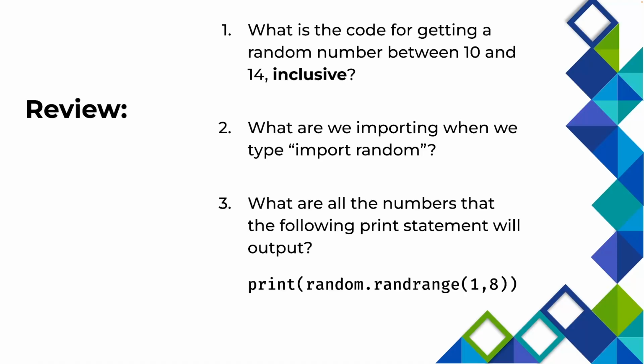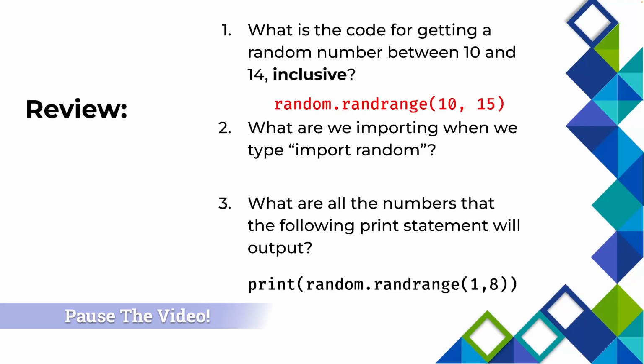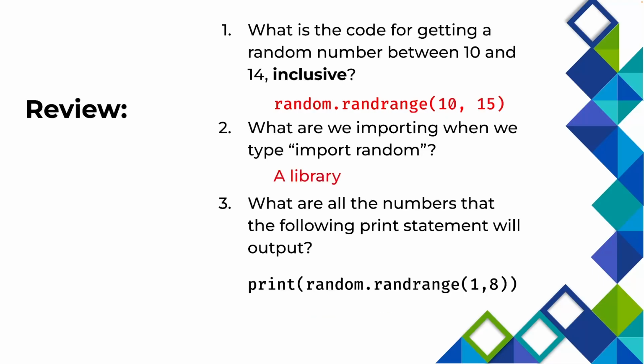Great, let's do some very quick review. First, what is the code for getting a random number between 10 and 14 inclusive? Take a moment to think about this. We use the randrange function, and we specify between 10 and 15 because we are excluding the last element. Second, what are we importing when we type import random? We are importing a library.